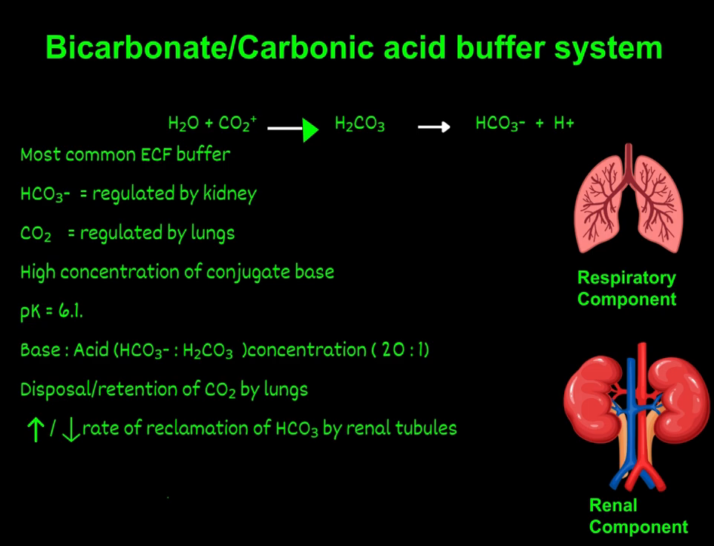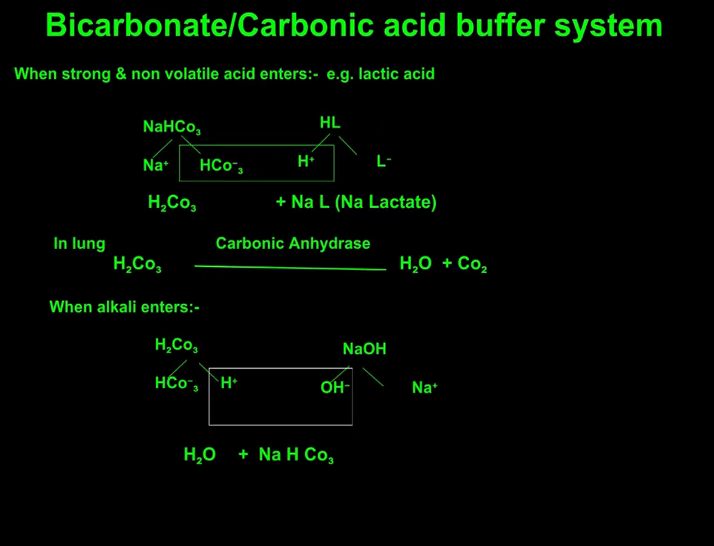This reaction isn't slow; it's supercharged by an enzyme called carbonic anhydrase, found in red blood cells. It speeds up the process thousands of times, making the buffer system incredibly responsive. The lungs are key partners here, controlling CO2 levels, and the kidneys handle bicarbonate. The detailed mechanism will be discussed in the subsequent slides. So let's see how the bicarbonate carbonic acid buffer system works.